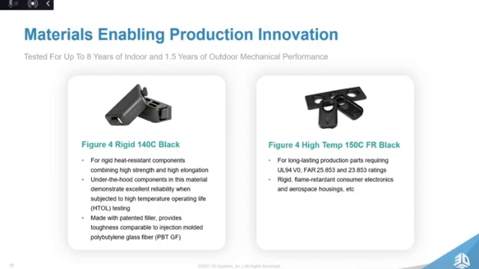For specific automotive applications, it's genuinely exciting to see the abilities of these 2 materials in particular. And I think these are a real step forward in what can be achieved. Figure 4 Rigid 140C Black that we've discussed already here produces true functional durability in plastic parts. The material includes a patented filler that provides toughness, and it can be comparable to injection molded polybutylene glass fiber.